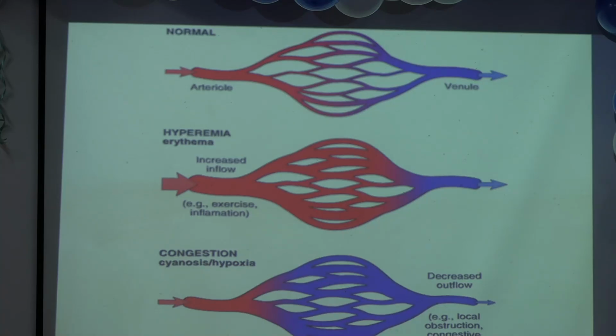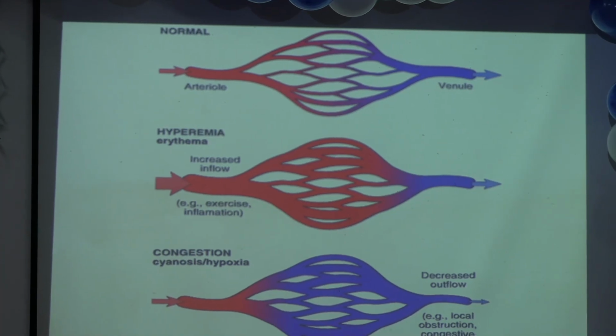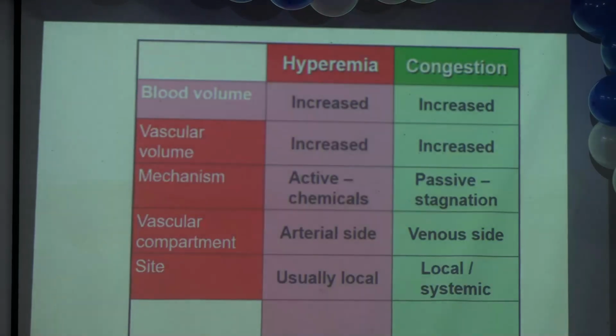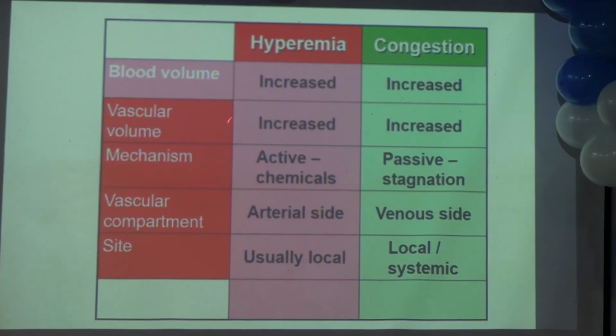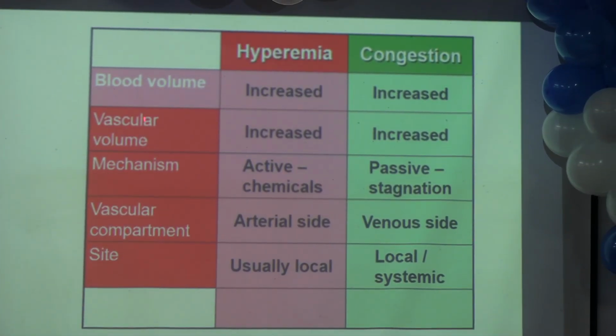So if there is a decreased outflow, what will happen to the blood? If it is unable to move out of the capillary, what will happen? Stagnation. There is going to be an increased stagnation. So it is more of a passive process. So what are the differentiating factors? First, we have to know the total blood volume and the vascular volume, both are going to be increased in hyperemia and congestion.